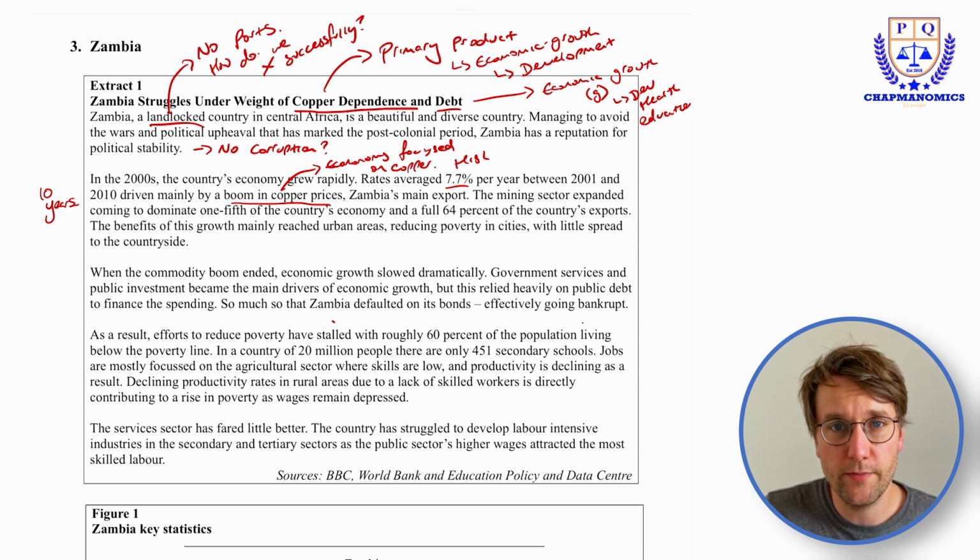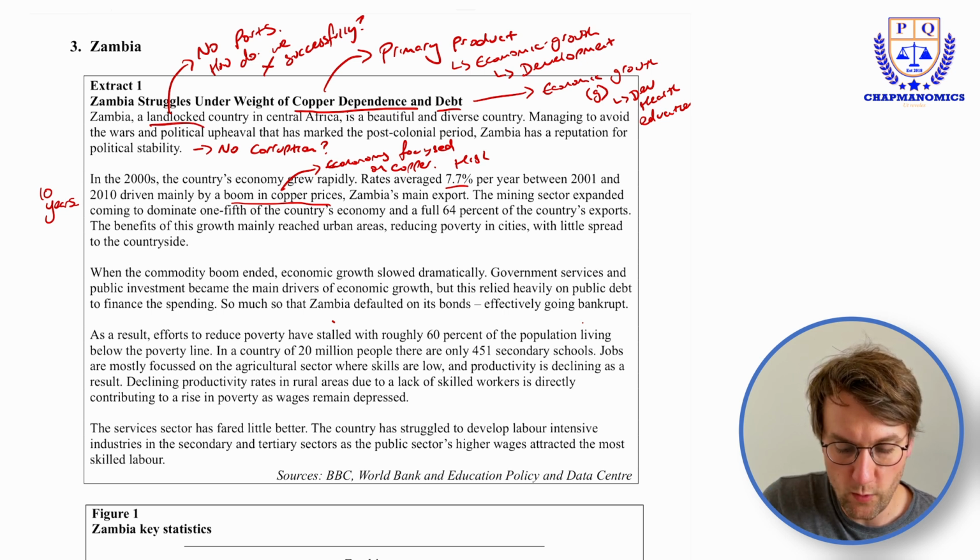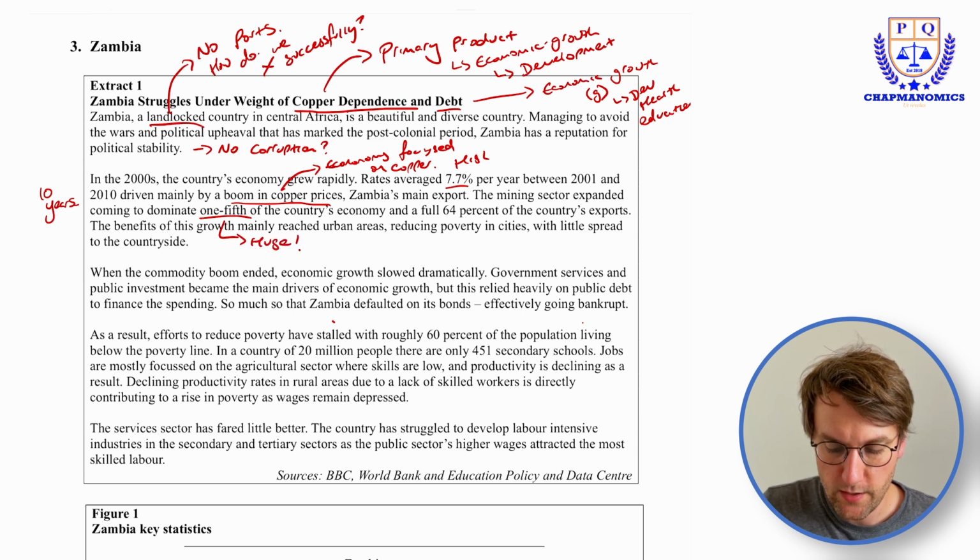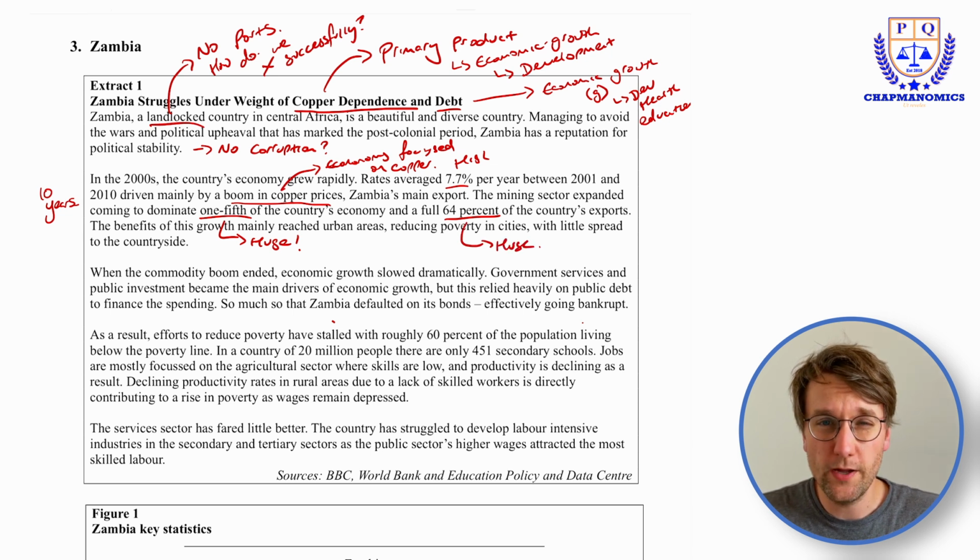So that copper that they're mining out the ground is going to be really important for them. Zambia's main export. The mining sector expanded, coming to dominate 1/5 of the country's economy. That's huge, a really large amount of the country's economy, and a full 64% of the country's exports. Again, that's huge. So really, the copper industry in Zambia is dominant here.